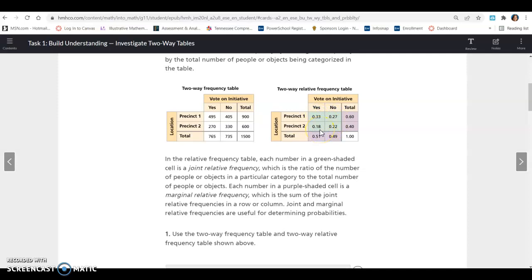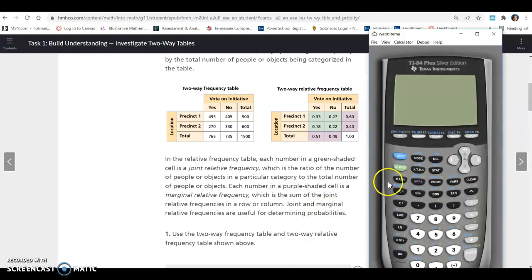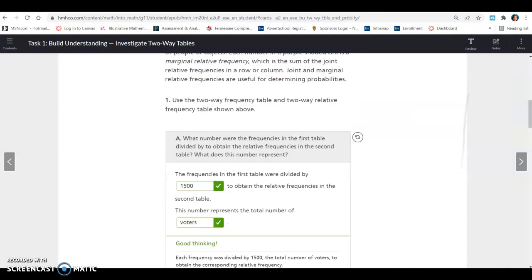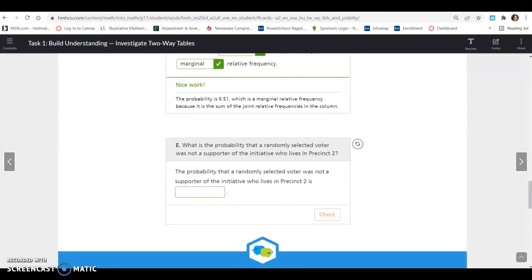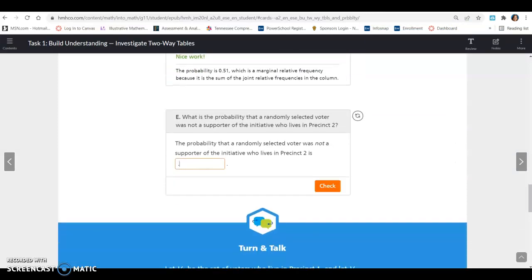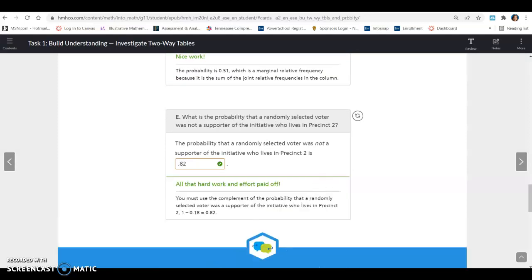If you do 1 minus 18%, that gives you 82%. So 1 minus 0.18 is going to give us 0.82. And again, you could add the other three up to get the same thing. That's all for task 1. If you have any questions, let me know.